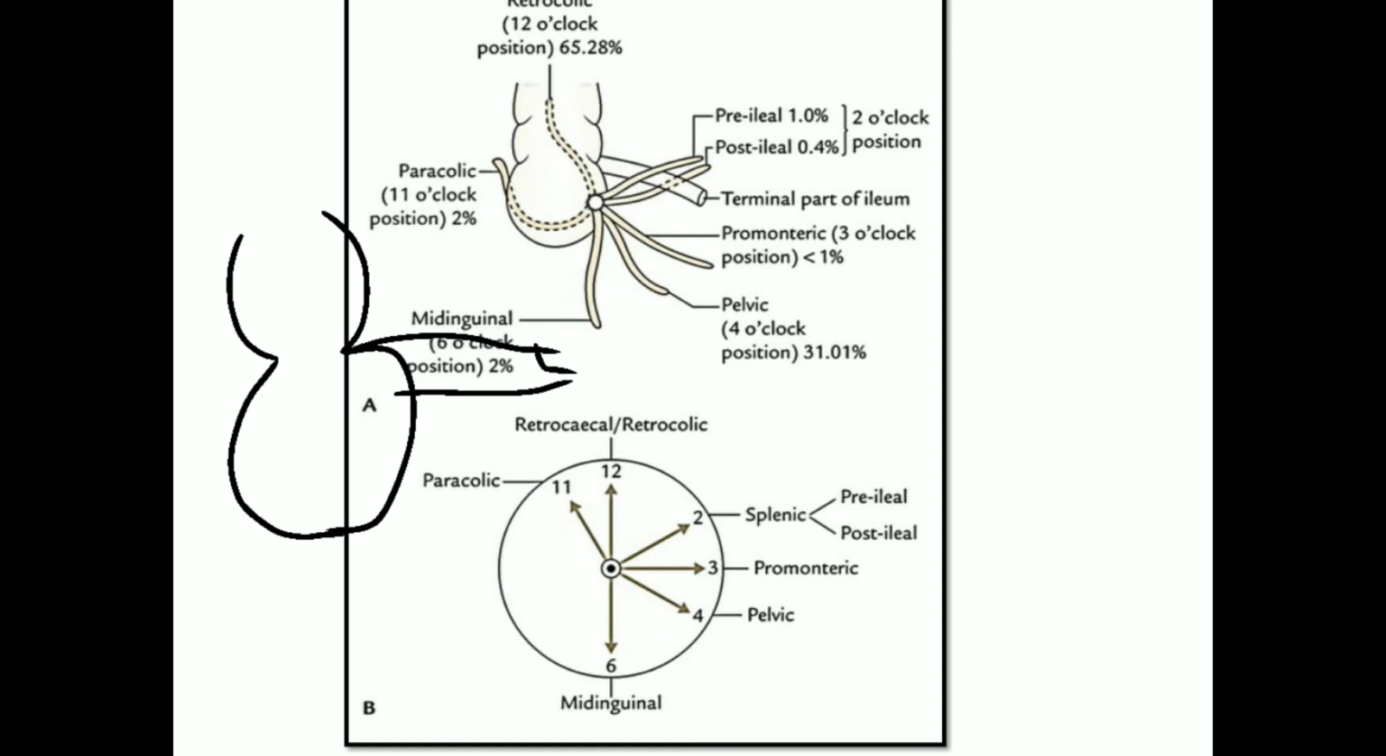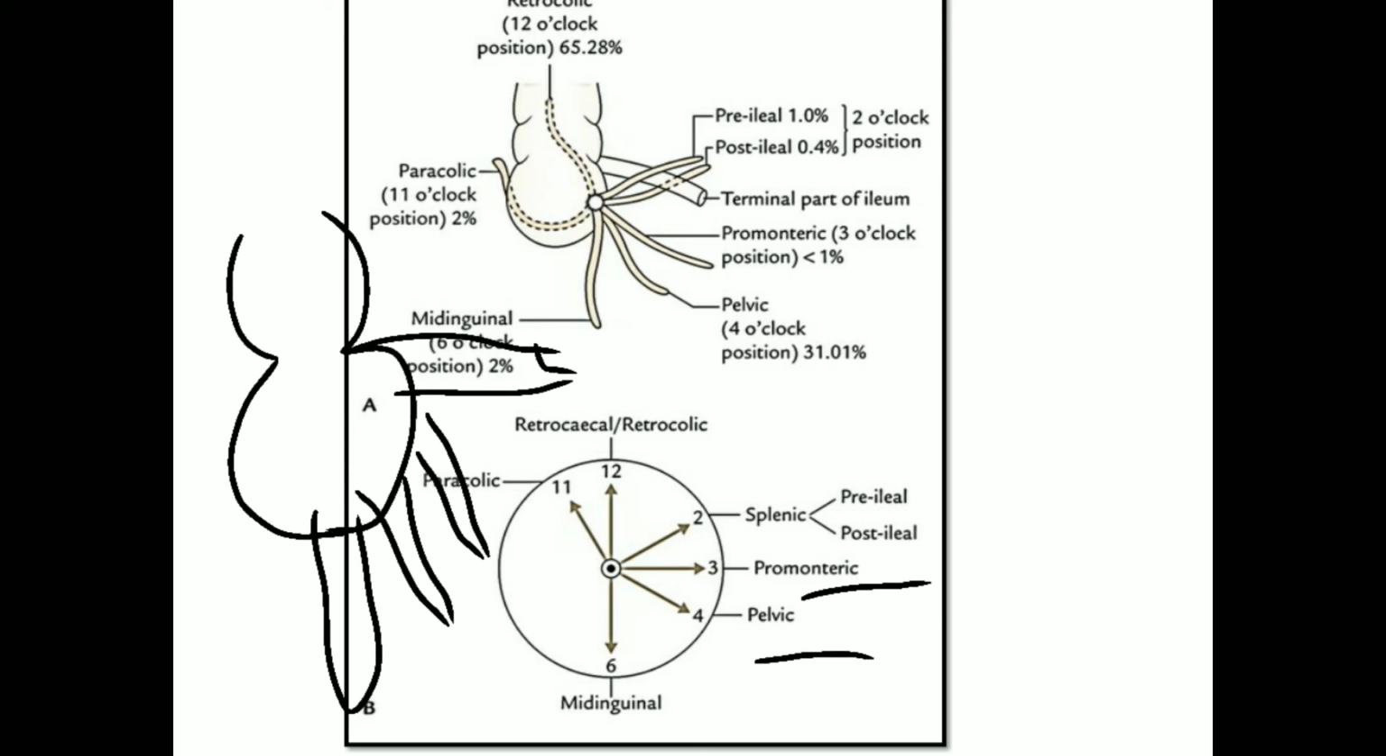Then the next position is promontoric. Next is pelvic, at 4 o'clock. Directly below it is called mid-inguinal. Promontoric is directed to the sacral promontory, pelvic is in the pelvis, and mid-inguinal goes straight to the midline. Then on this side, at 11 o'clock, it is called paracolic. This is the colon, so it lies on either side of the colon. That is called paracolic. If it lies behind it, as shown with dotted lines, it is called retro. Retro means always behind, so we call it retrocolic in position.